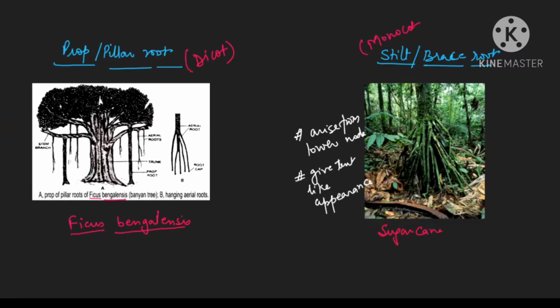Another you can write is maize. Maize plant, sugarcane, and the third example is your Pandanus, which is also known as screw pine. So these are the examples of the adventitious roots which are providing mechanical support.